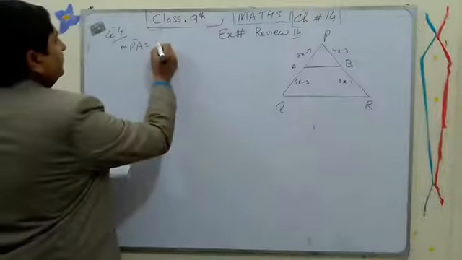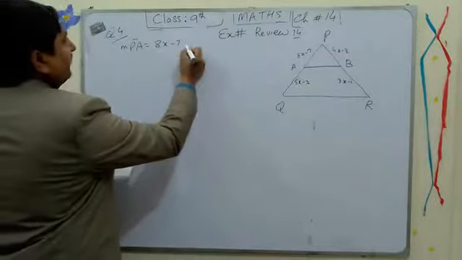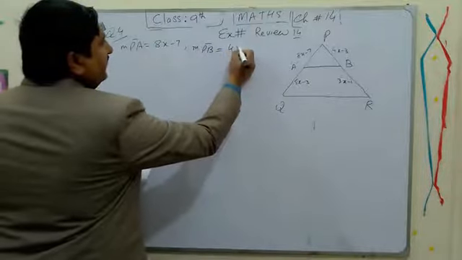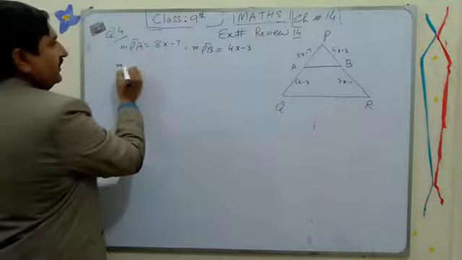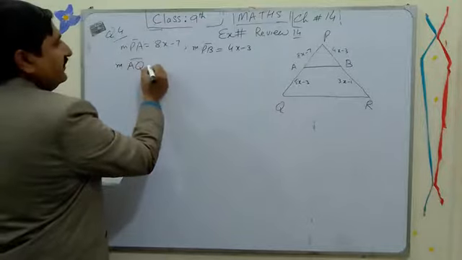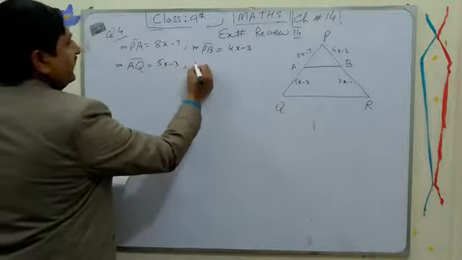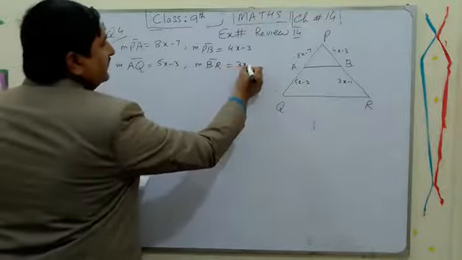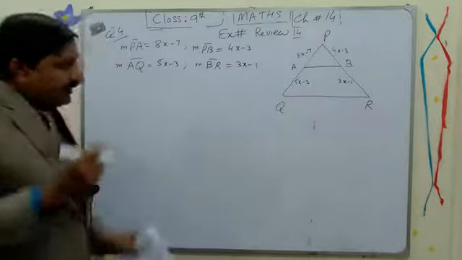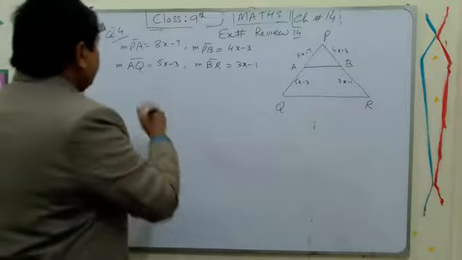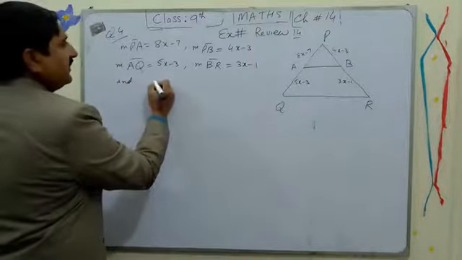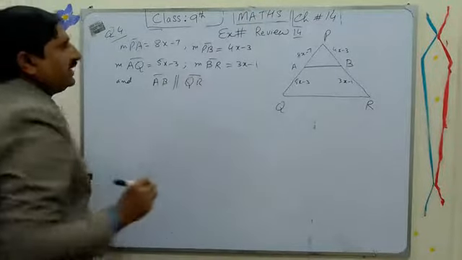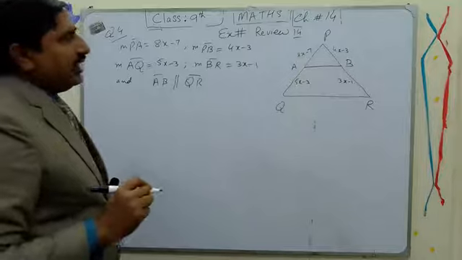So here PA is equal to 8x minus 7, PB is equal to 4x minus 3, AQ is equal to 5x minus 3, and BR is equal to 3x minus 1. We have to find out the value of x. For this purpose, AB is parallel to QR, right? The line segment AB is parallel to QR.